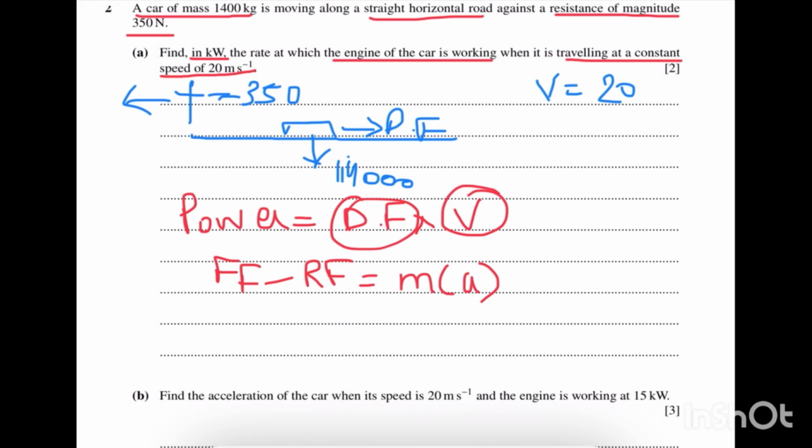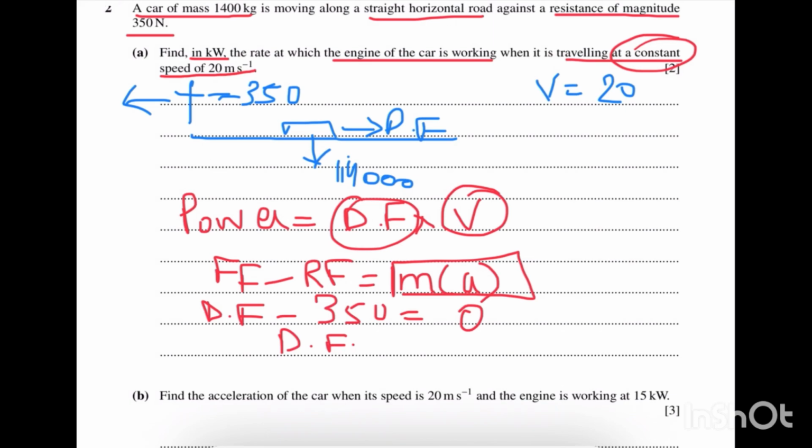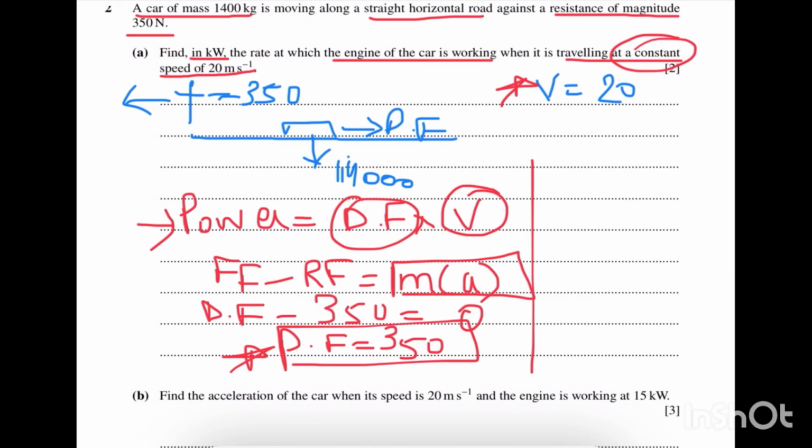Why this works is that the forward force in this case is also the driving force. So we will write this as the driving force. There is a resistive force of 350 newtons, which is a friction. And then since the car is moving at a constant speed, the acceleration will be 0. So the right side of the equation will become 0, making the driving force equal to 350. Now we have both the driving force as well as the velocity, and we can insert it into this power formula to find out the rate at which the engine is working.